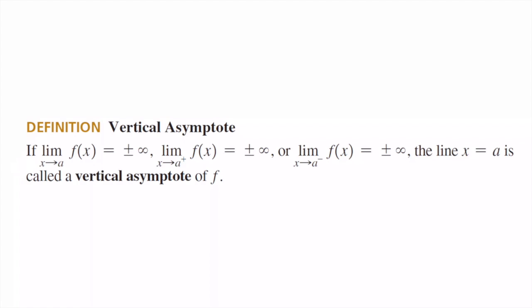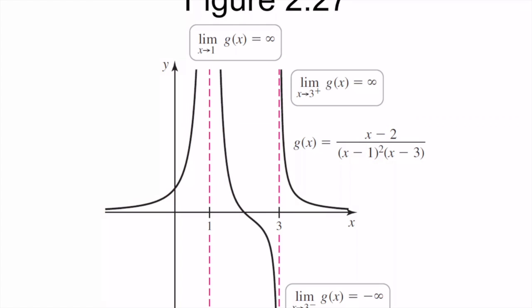A vertical asymptote is pretty simple. A vertical asymptote is if we have a limit at x equals a, or if we have two one-sided limits at x equals a. So if we have any of these cases, we can talk about the graph having a vertical asymptote at that value. So in this situation, we would have two vertical asymptotes for the graph. There is one along the line that x equals 1, because the limit as x approaches 1 of g of x equals infinity.